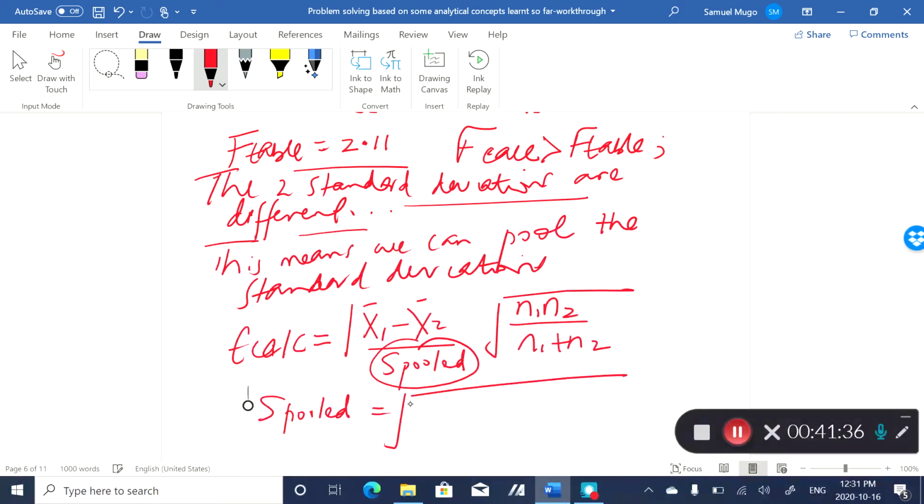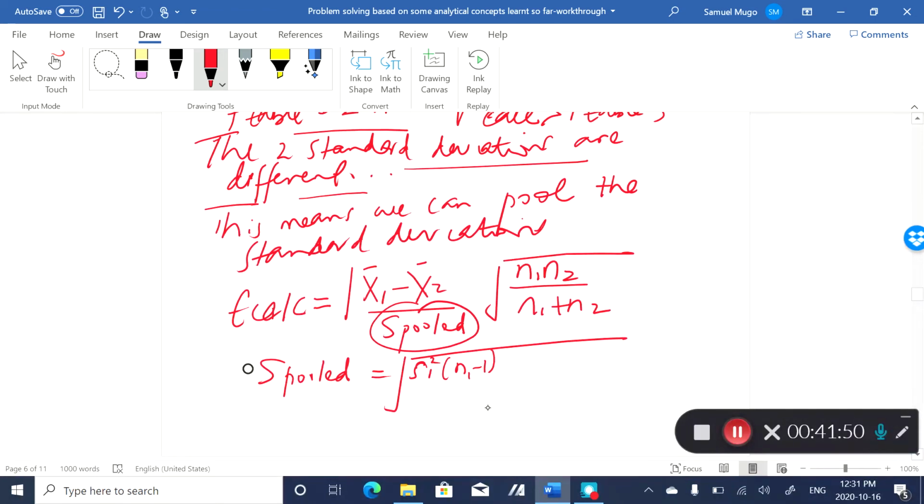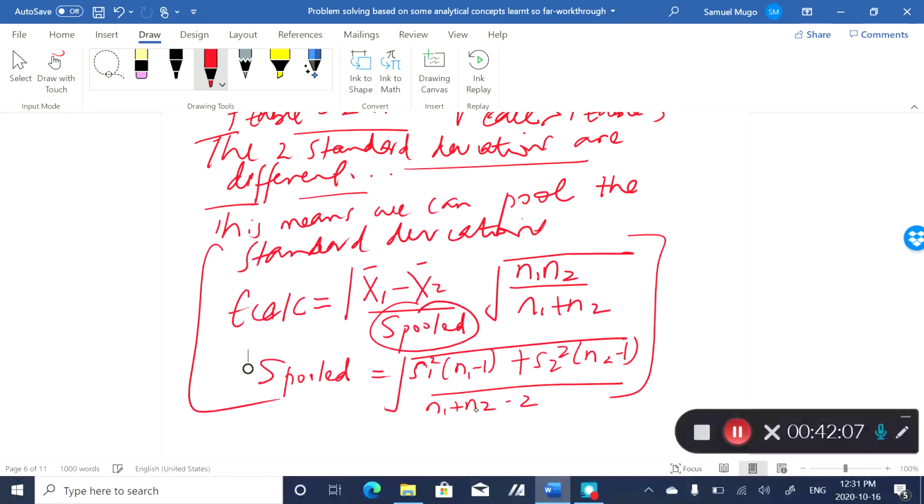is equal to that relation, which I'm gonna give you in an exam: s1 squared, the standard deviation of method 1, times n1 minus 1, that's the degrees of freedom of the first method, plus s2 squared times the degrees of freedom of the next method, divided by the degrees of freedom of both methods, which is that. Okay, so this is what you would have used if the standard deviations were not different, but right now they are different, so we cannot use those two methods.